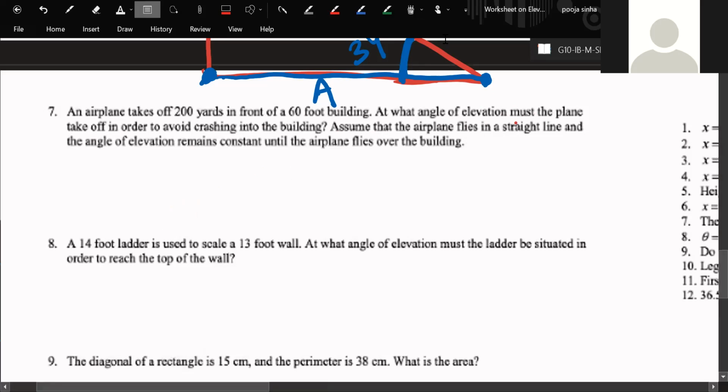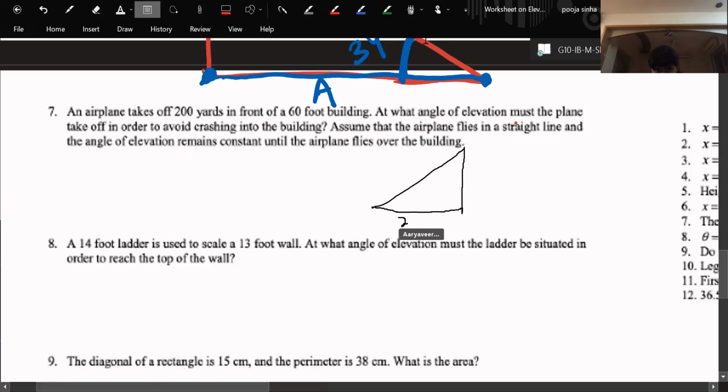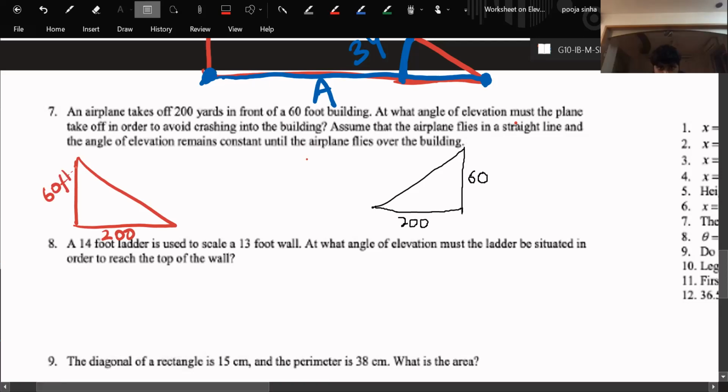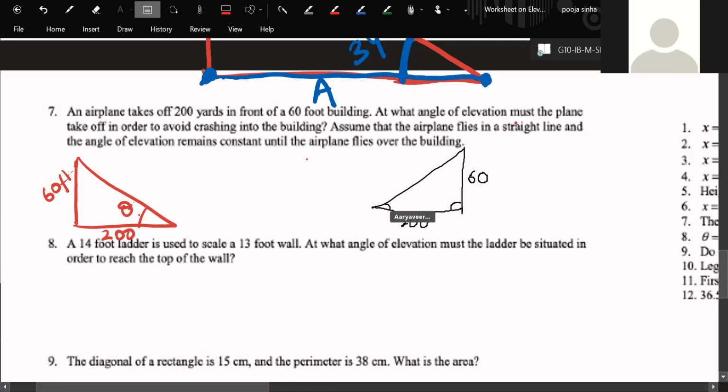Chalo, tell me. So this would be 200. This is 200, right? In front of a 60-foot building, so this is 60. Okay, 60 feet. So this is theta because we have to find it. Oh no, wait, this is theta. So Miss, we're just going to use inverse tan.